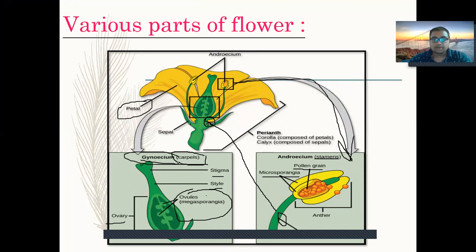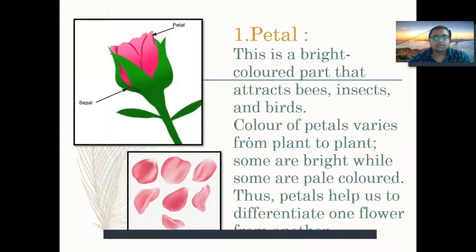Gynoecium is the female part of the flower. Androecium is the male part of the flower. And the perianth, you can see here, perianth is composed of corolla and calyx. So these are actually the terms which you should be studying further, but just for your knowledge sake. So let's start with petals.